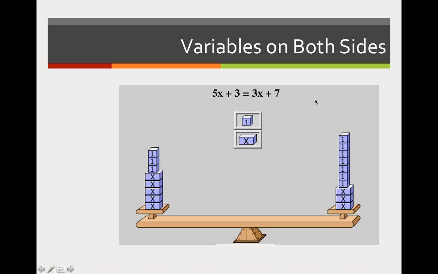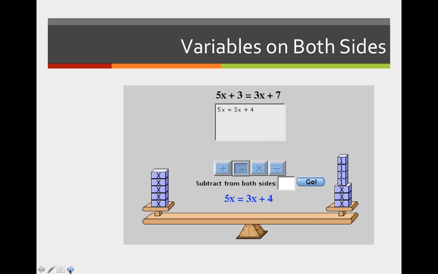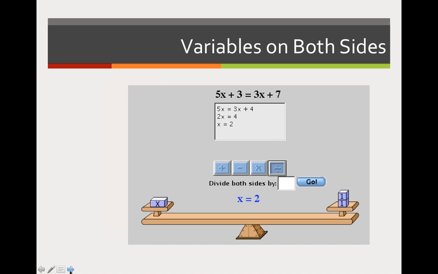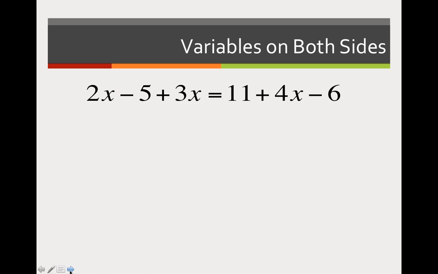Okay, and back to our balancing scale again. We can take 3 from both sides here. And then we can take 3 x's from both sides. And then for each x, we'll have each x is equal to 2 1s. So we can take 2 1s. And we're left with x equals 2.